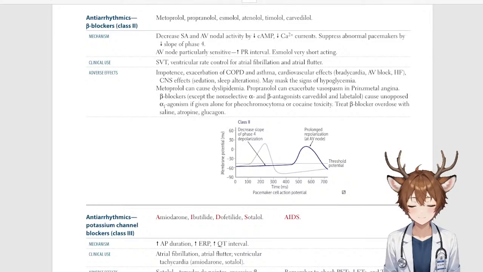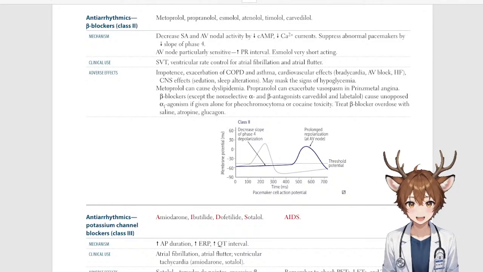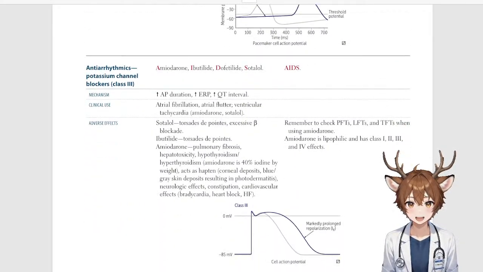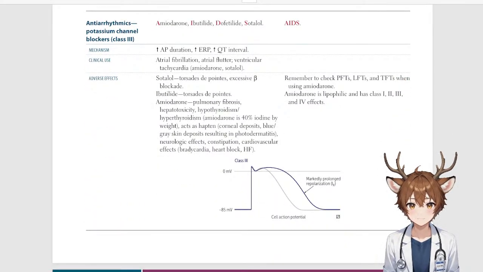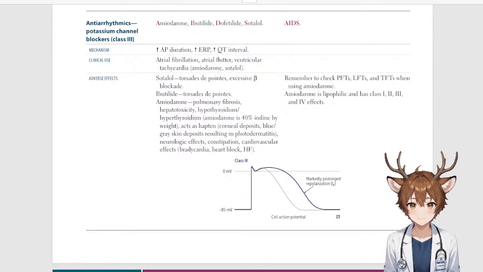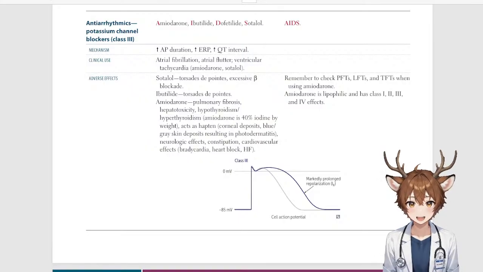And finally, we're on our last page, which is page 328 for the cardiovascular section. But we're not done quite yet, of course. We still have that page. Antiarrhythmic potassium channel blockers. These are class 3. Amiodarone, ibutilide, dofetilide, and sotalol. AIDS. Okay.